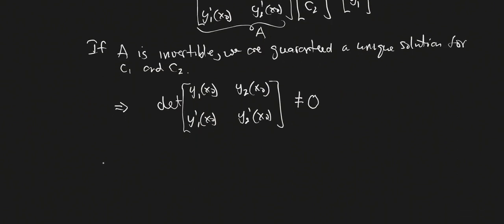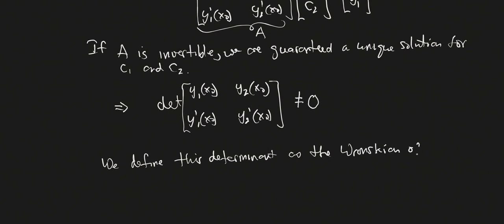So we define this determinant as the Wronskian of y1 and y2. So here is the notation for it. We're going to use the letter W for Wronskian, and then in parentheses you would put y1 and y2, the two functions.